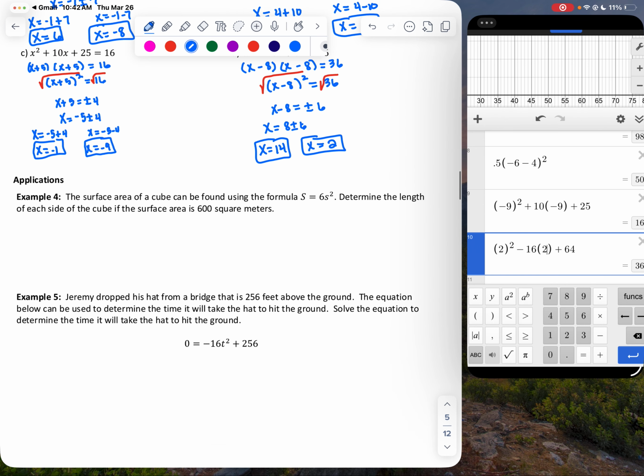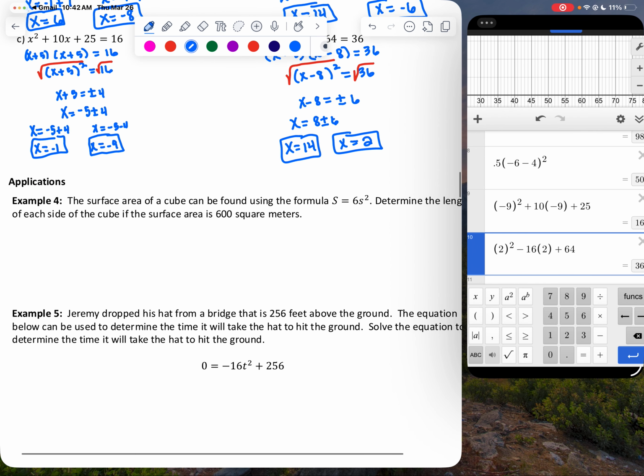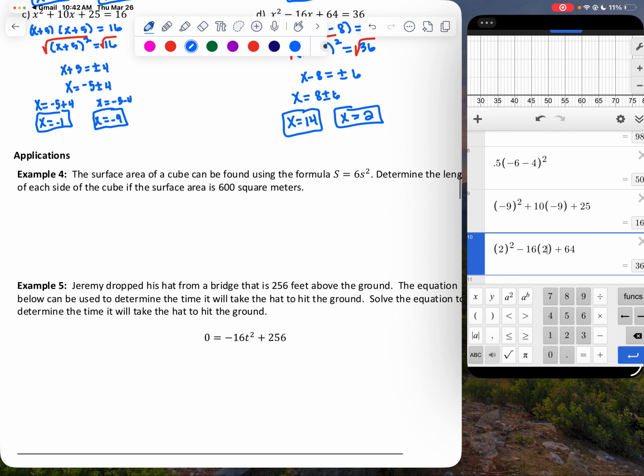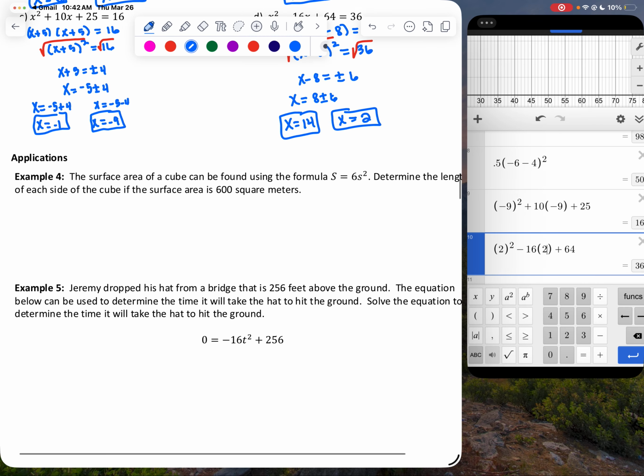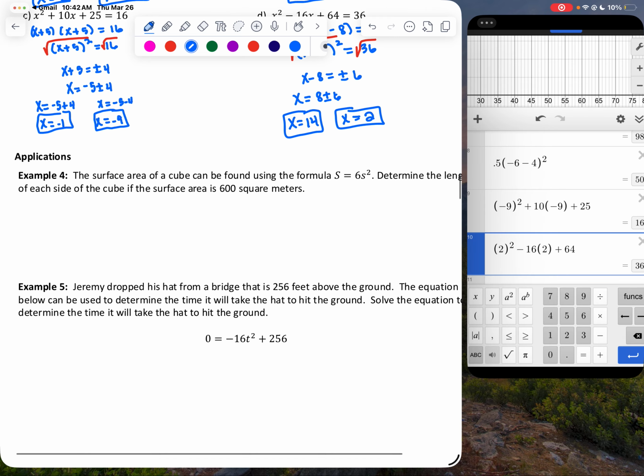All right, example 4. The surface area of a cube can be found using the formula S equals 6s squared. Determine the length of each side of the cube if the surface area is 600 square meters. So the surface area of a cube is equal to 6 times the side squared. Now all we know in this problem, let me highlight what we know, is that the surface area is 600. So I'm going to plug in a 600 for the capital S, the surface area. And what we're trying to do is solve for little s, the length of the side.